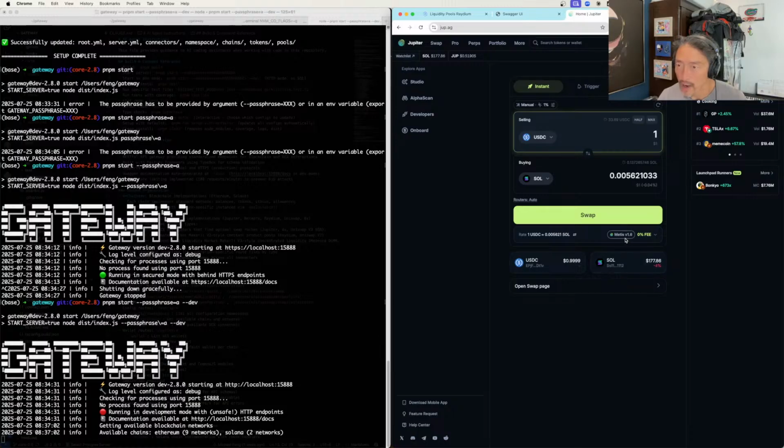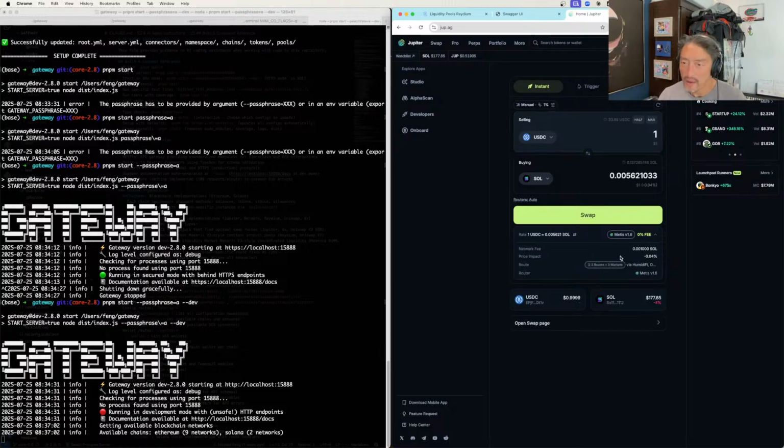Yeah, there's always a route here. Right now this is using Metis, but there are other routes available depending on which ones are optimal at a particular time. The reason Jupiter as a DEX is different from, let's say, Raydium is that Jupiter does not maintain pools directly. Instead, it aggregates liquidity from lots of different Solana DEXs and provides you the best route between two different tokens.